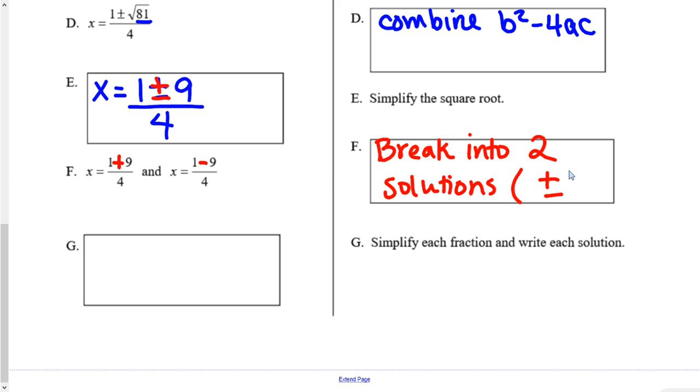And it was because of the plus or minus. Now, if this were a square root, you wouldn't have to necessarily write them as 2 separate solutions. You could leave the plus or minus in there. The reason for this one that we want to separate them is because we can actually work this out now.